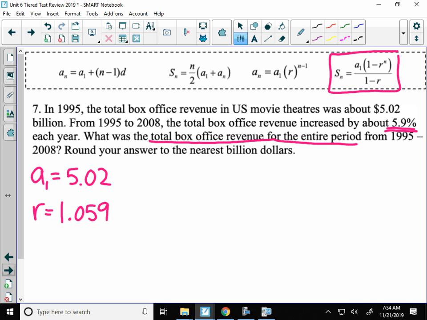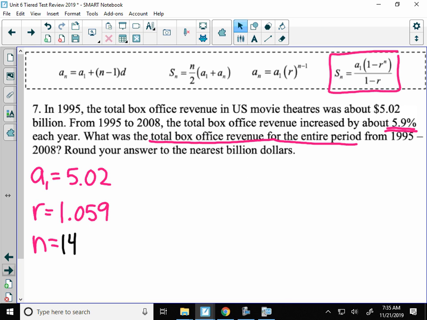Now, n is tricky here. You need to count the number of years from 1995 to 2008, including both. So we have 1995, 96, 97, 98, 99, 2000, 2001, 2, 3, 4, 5, 6, 7, 8. Okay, that's 14 years. Be careful with your counting of the n here.